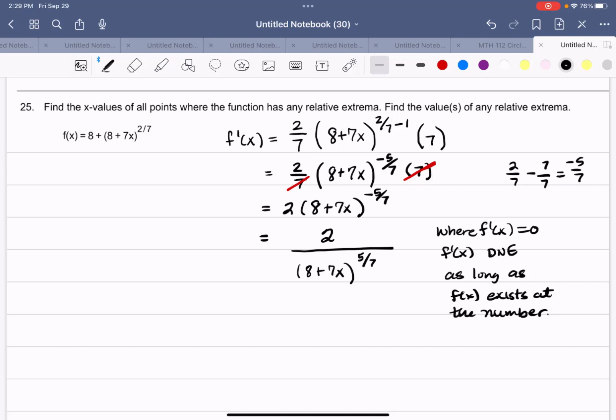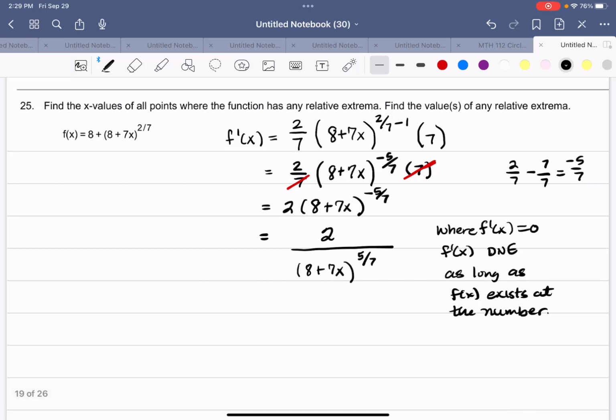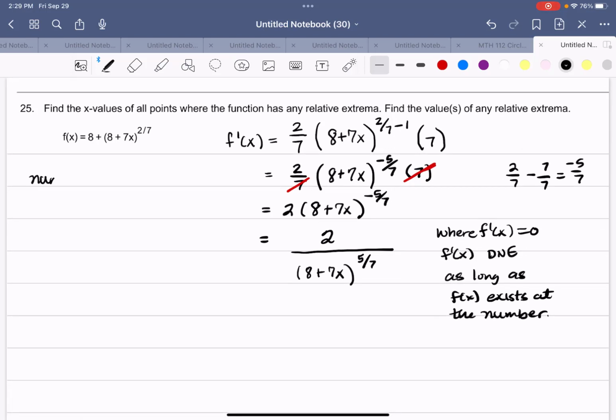So this fraction can never equal 0, because the only way that a fraction can equal 0 is when the numerator equals 0. Okay? And 2 can never be 0. But this fraction does not exist if the denominator is equal to 0. So we'll say 8 plus 7x to the 5/7 equals 0. Now, technically, it can never be 0, but this is where the fraction doesn't exist because you have division by 0. So that is called a critical number.